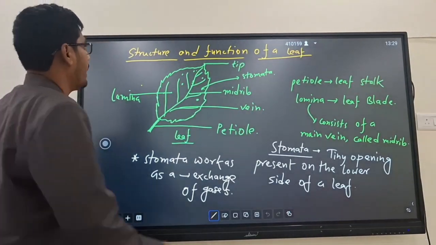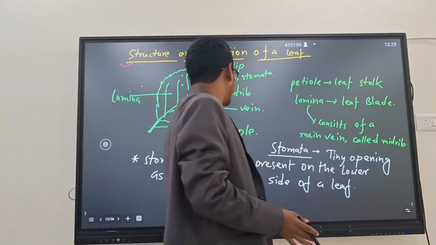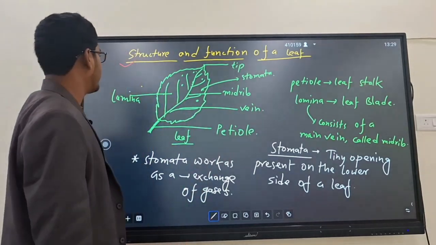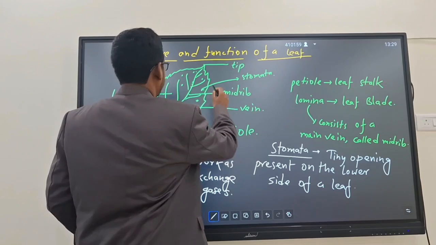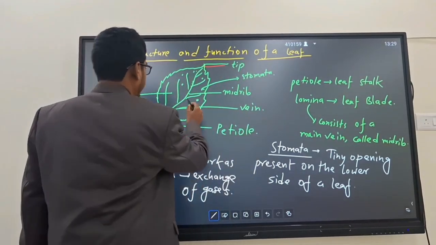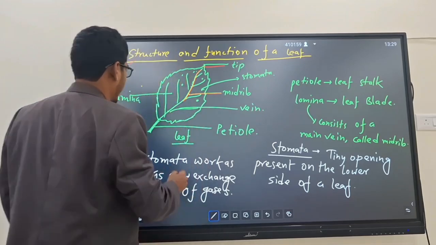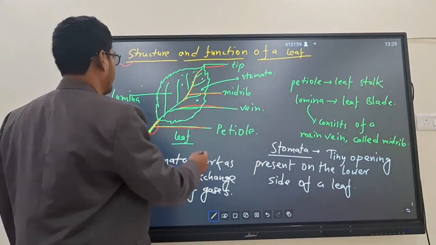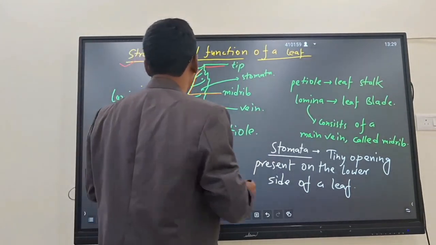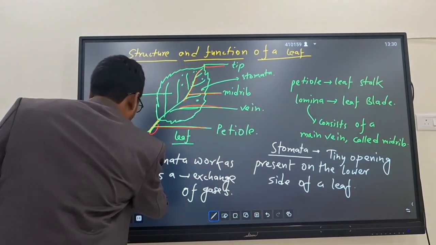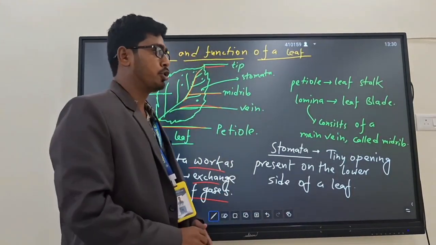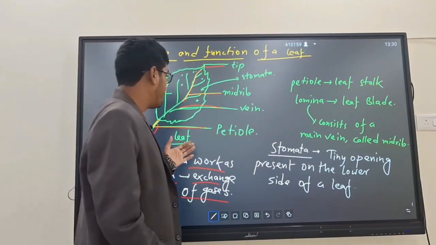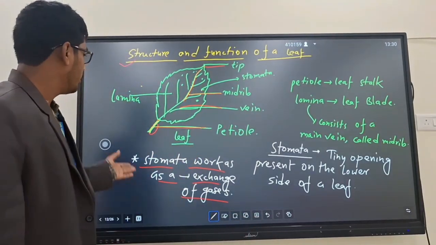Now, structure and function of a leaf. At first we draw a picture of a leaf. There are some points that will be on the screen. This part is the tip of the leaf and this is the midrib. And this is the vein, and the last part of the leaf is the petiole. Stomata will be on the back side of the leaf. They are small parts, and stomata work for the exchange of gas. That means stomata take in carbon dioxide as a breath part and release oxygen through the stomata.